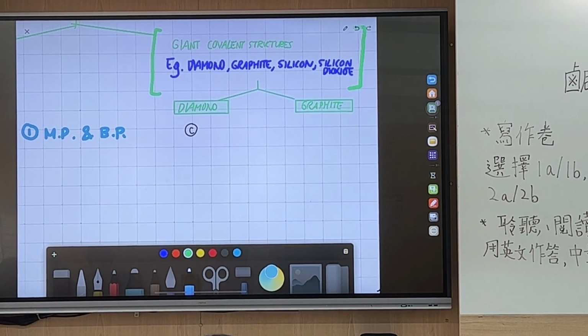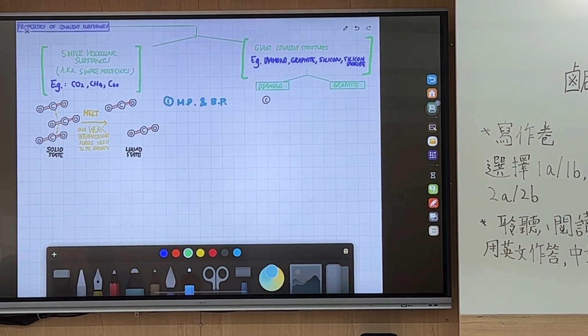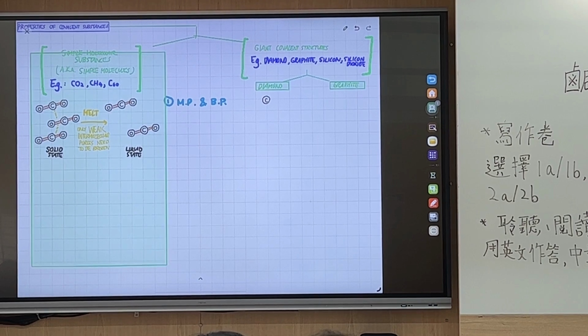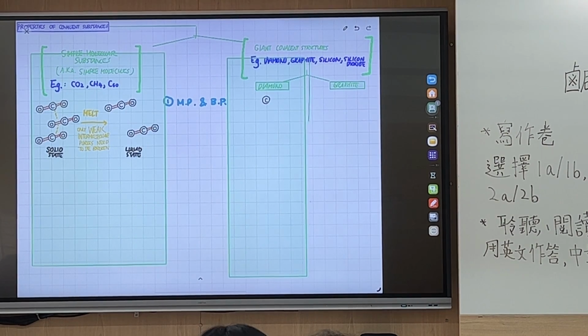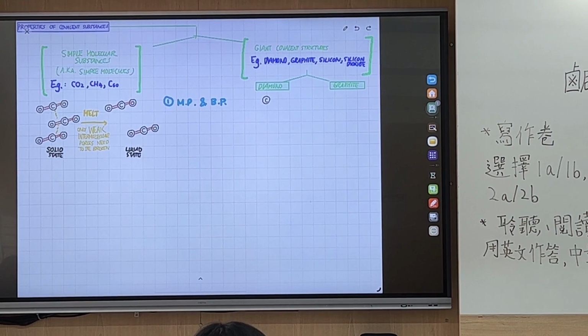So I want to split this table off. There should be 3 columns in your notebook. This is the first column, this is the second column, and here is the third column. So there should be 3 big columns here. And for the middle section, we'll put down some physical properties.